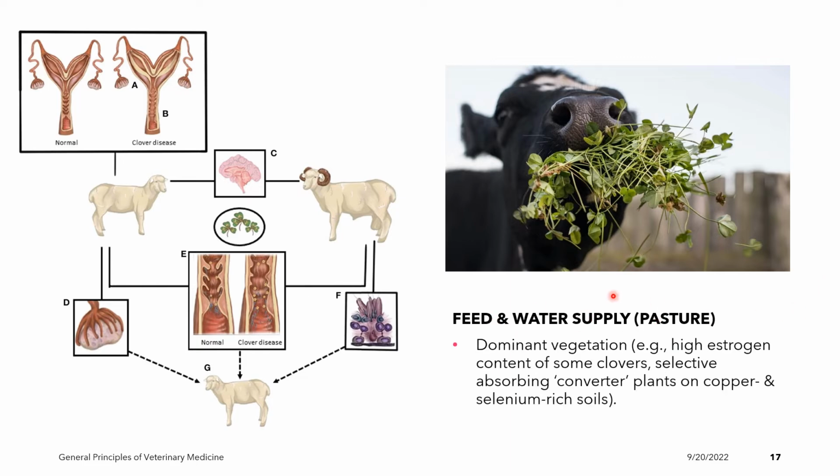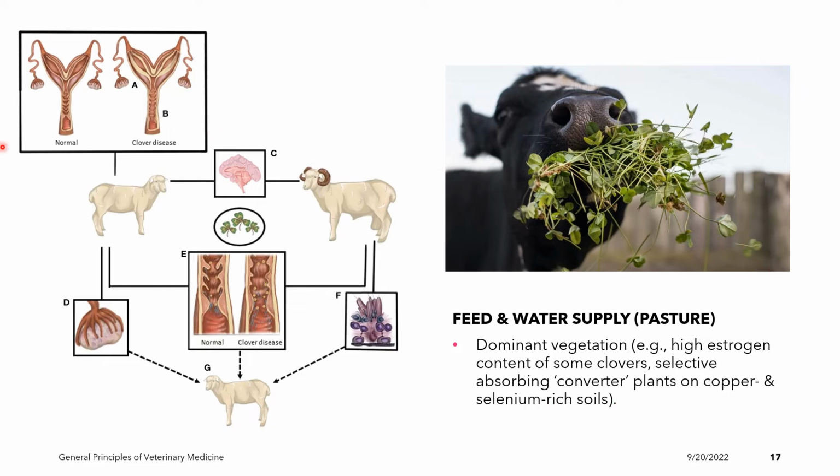So this has to do with the presence of the dominant vegetation. For example, there are certain vegetation that have a predominantly high estrogen content, some clovers. In some countries, there are species of plants which are known as clovers, particularly the red clovers, which have a high estrogen content. We also have some plants that are selective absorbing converter plants on copper and selenium-rich soils.